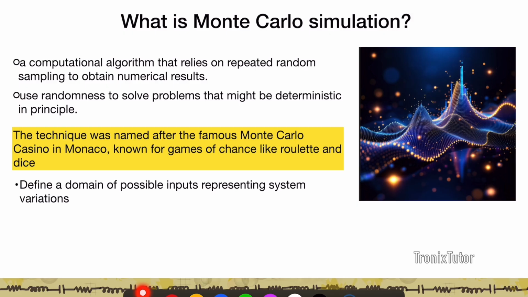So what do we do in such a simulation? Basically we define a domain of all the possible inputs that represent system variations. And then once we know the domain, we generate random inputs.